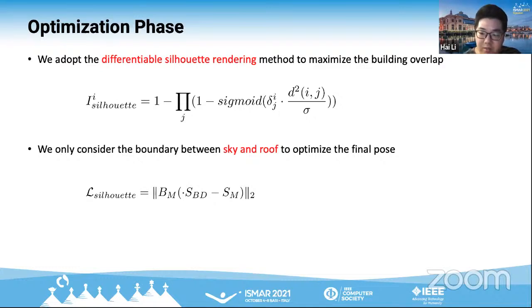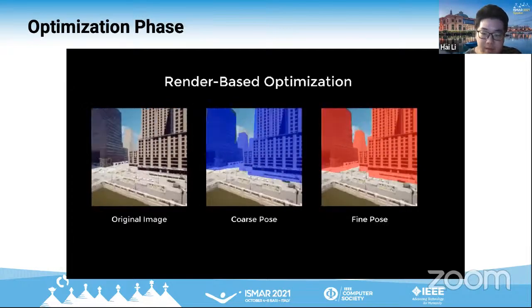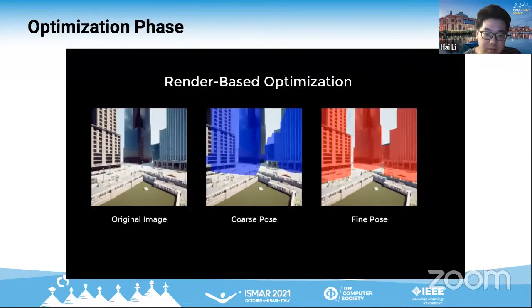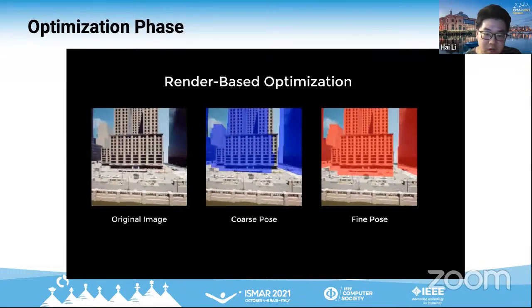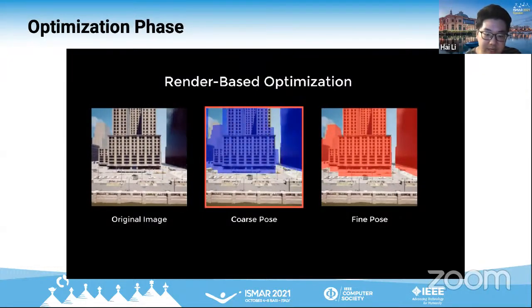Therefore, we propose a refinement method which leverages a differentiable silhouette rendering method to maximize the building overlap. We propose a mask optimizer based on soft rasterizer. The mask is used to block the gradient from the invalid area, which could interfere with the optimization direction. In this case, we only consider the boundaries between the sky and the roof. You can see from the optimization phase, the middle is the output from the registration phase, and after the optimization, we got the final red mask.